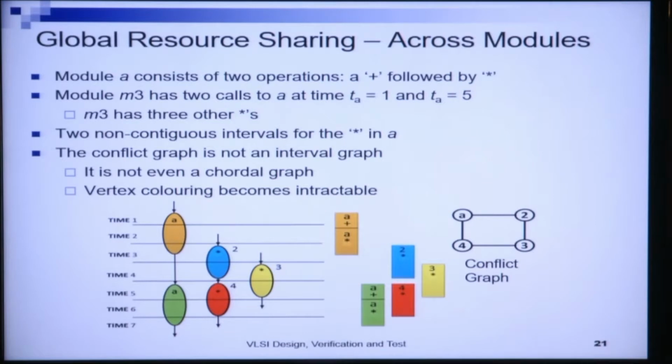So, therefore, the addition of this simple call here, we call a module 2 times with these 3 additional multiplication operations, makes this graph a non-chordal graph, and hence the graph coloring algorithm on this conflict graph therefore becomes NP complete, and we need to apply enumerative techniques.